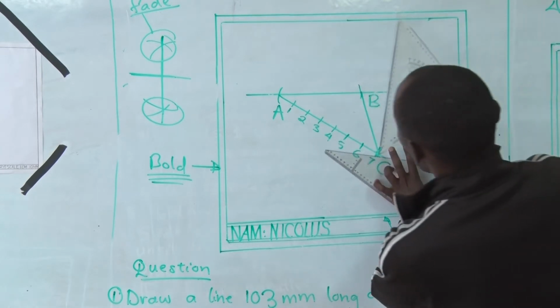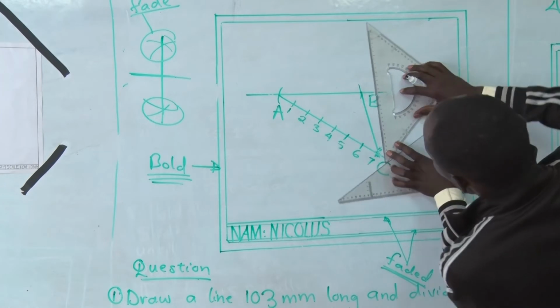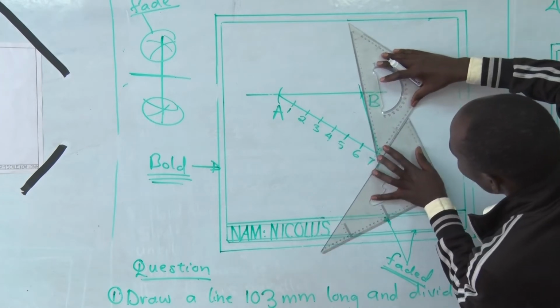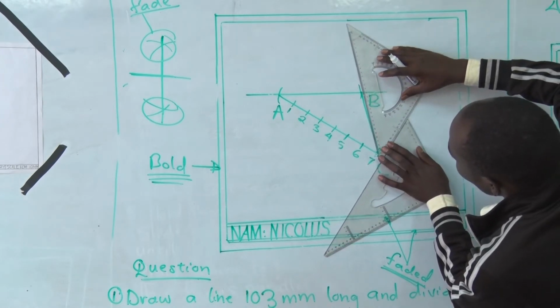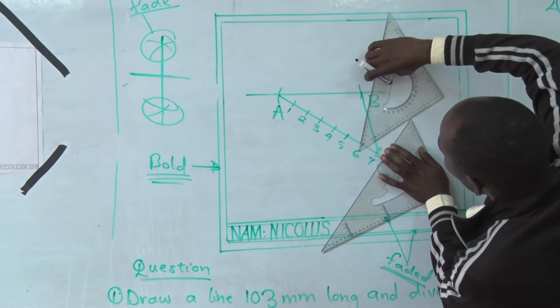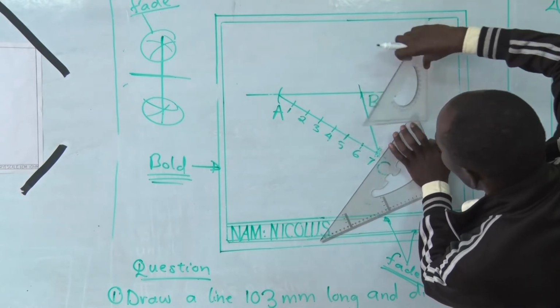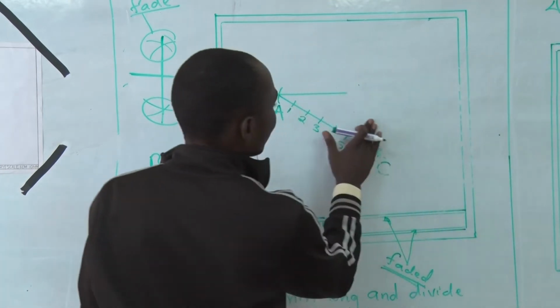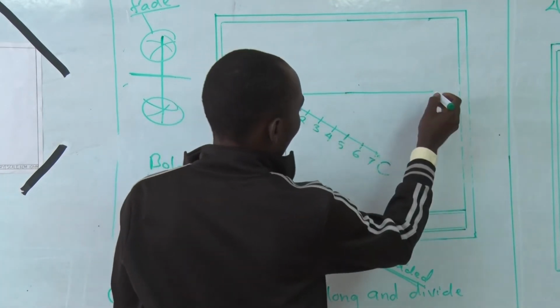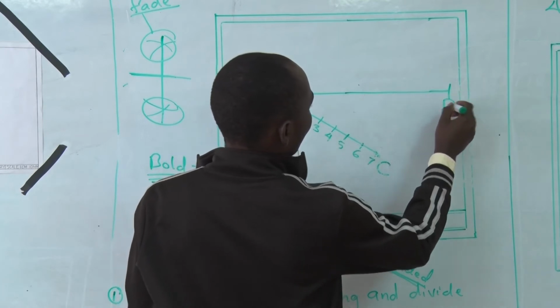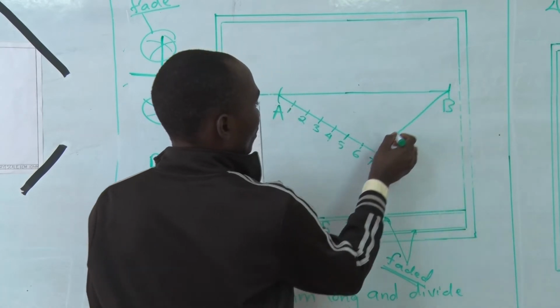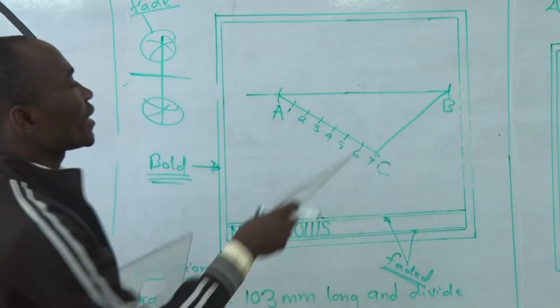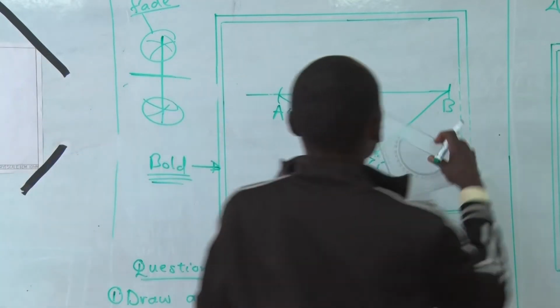Let me look for an angle. I think let me transfer my point B to be somewhere here. Let me transfer it so that you can be able to draw it comfortably.